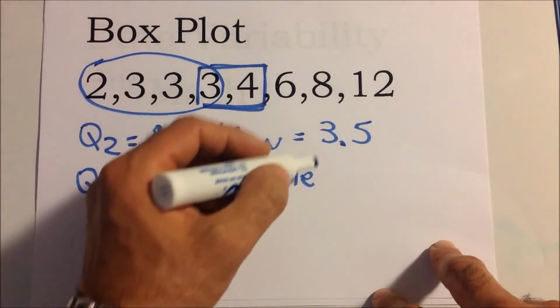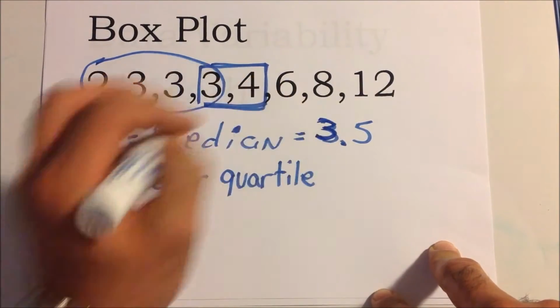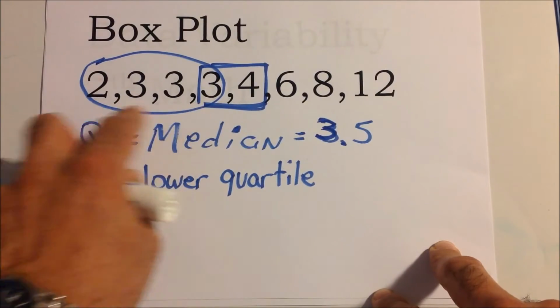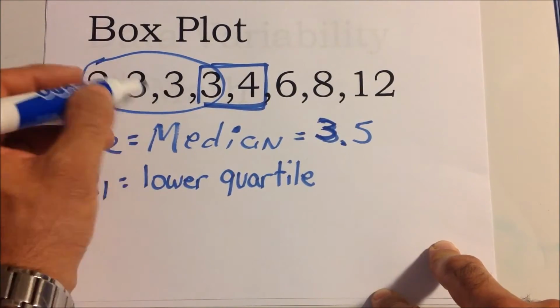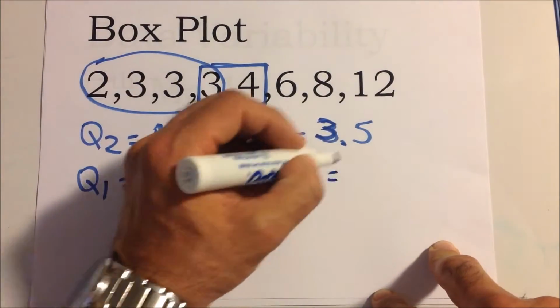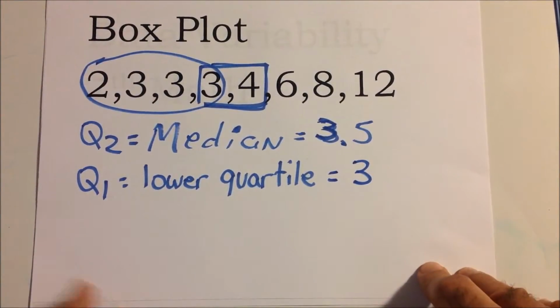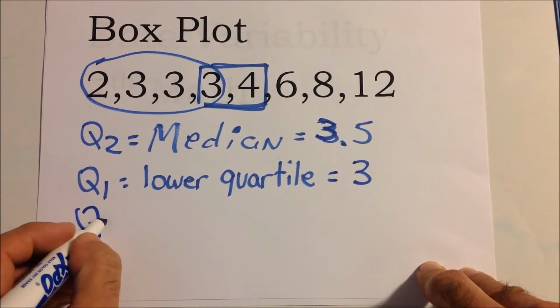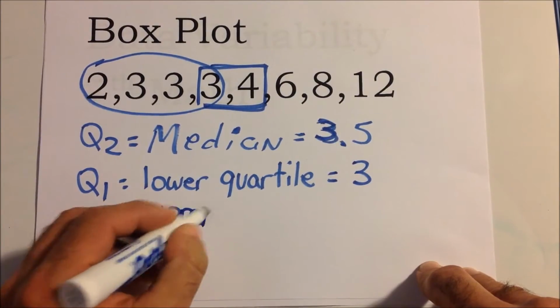So again, the numbers to the left of 3.5, let's fix that, and we want to find the next median. So we have 4 numbers here, and 3's in the middle. So the lower quartile would be 3, or Q1. We also want to find now Q3. Q3 is the upper quartile.